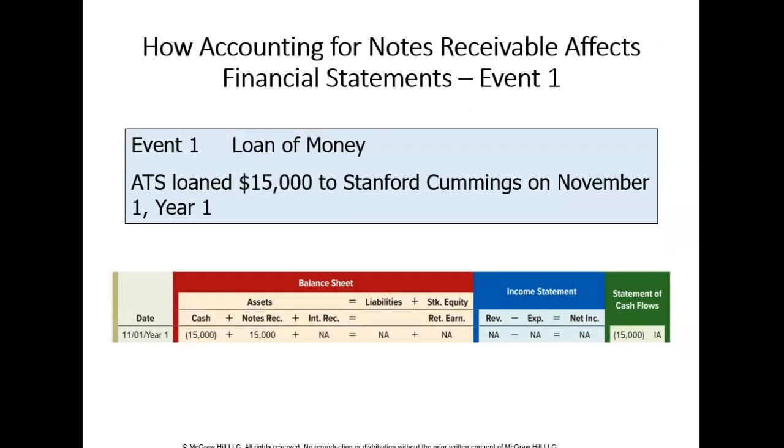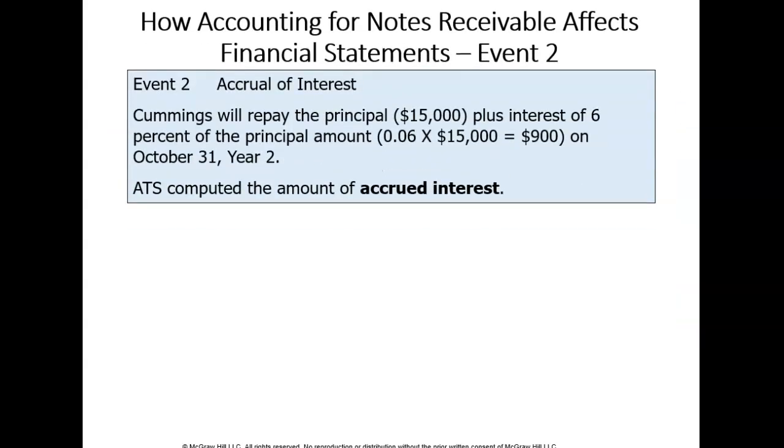Okay? So when they loan that $15,000, we're now on the balance sheet for ATS, the tutoring service. Their cash decreased by $15,000, but the notes receivable account increased by $15,000. It doesn't impact the income statement, but on the statement of cash flow, there's an outflow of $15,000 as an investing activity. Now, this note has an interest rate of 6%. All right.